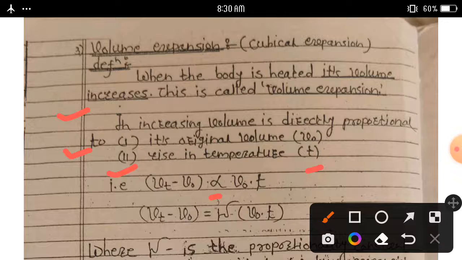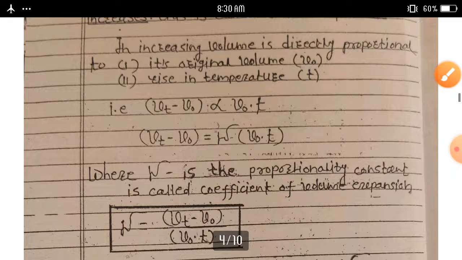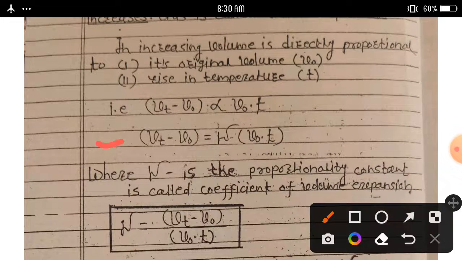V_t minus V_0 is equal to gamma into V0 into t, where gamma is called a proportionality constant, called the coefficient of volume expansion. Then the coefficient of volume expansion we can calculate: gamma is equal to V_t minus V0 upon V0 into t.